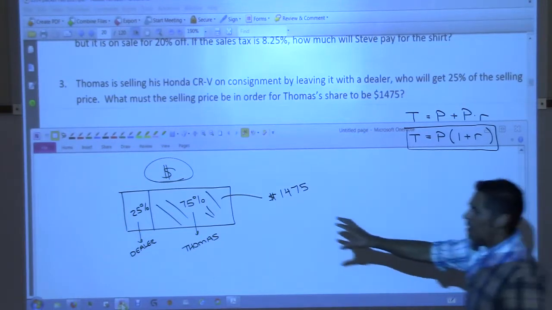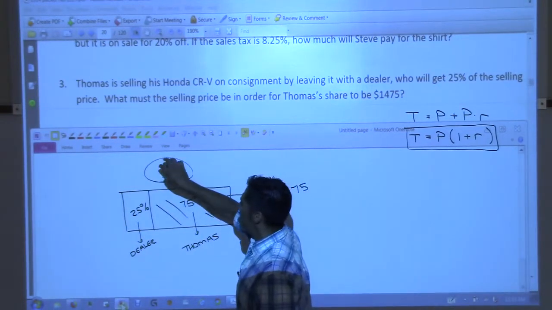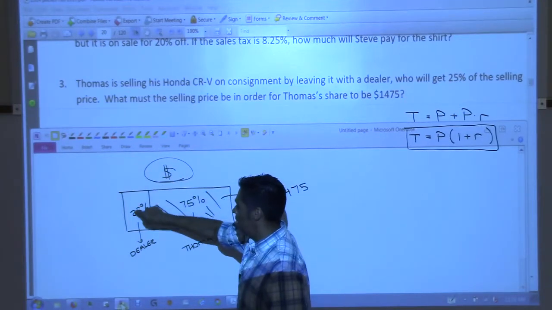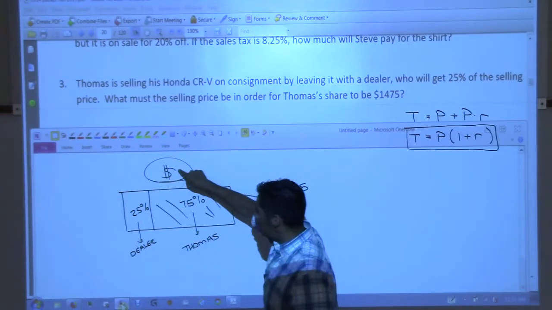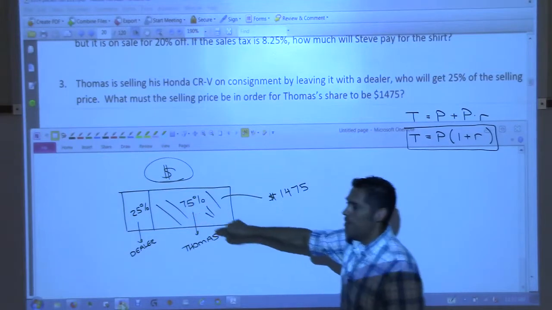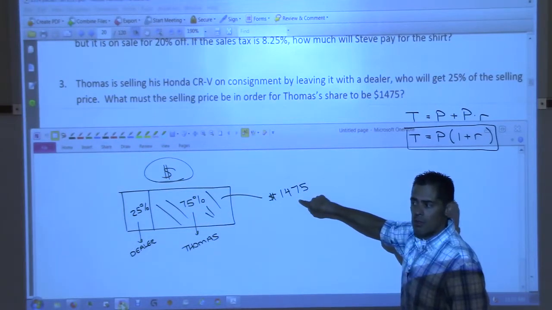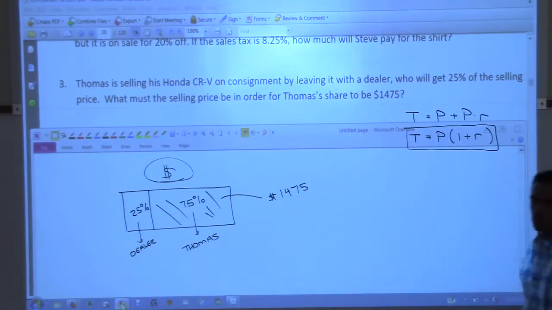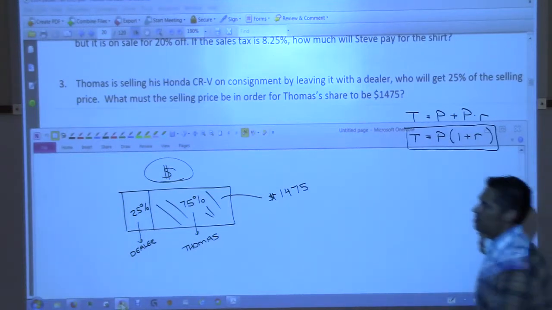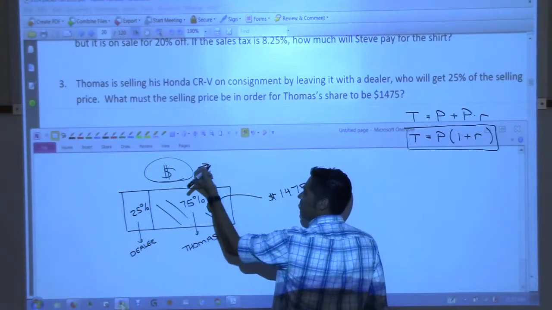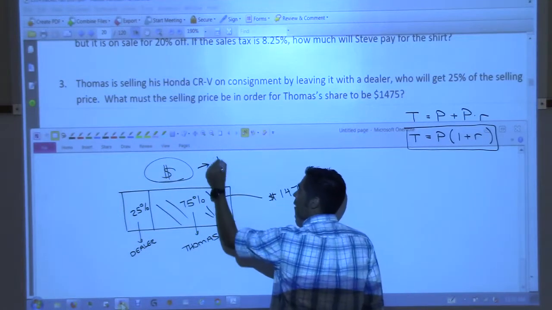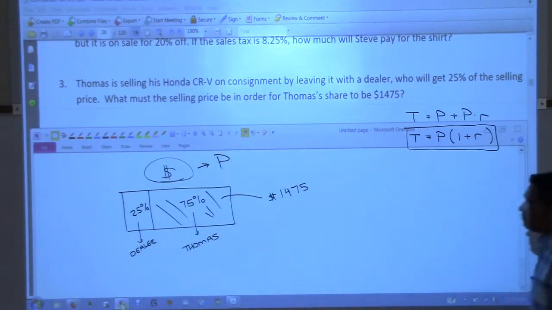So whatever this selling price is, I take 25% of it, and that's what the dealer gets. Whatever this price is, 75% of it must be this number. So how can I write that out in a mathematical equation? Why don't we assign a variable to this? Because this is the price, right, that we're going to sell it for. Why don't we call that P? So what do we know about P?